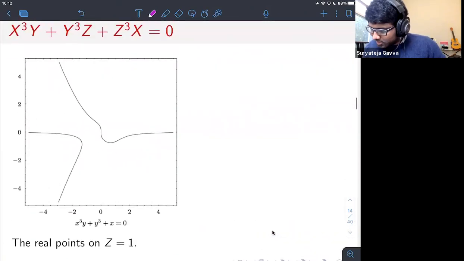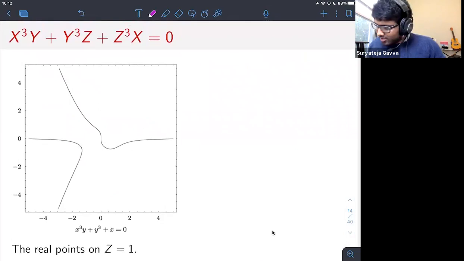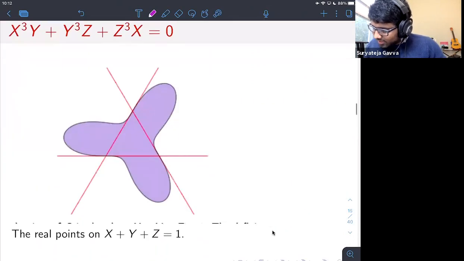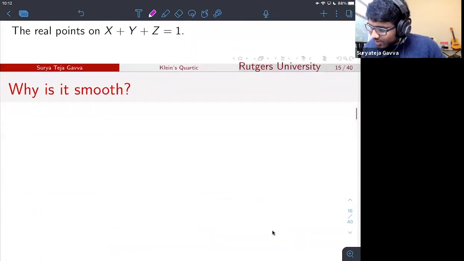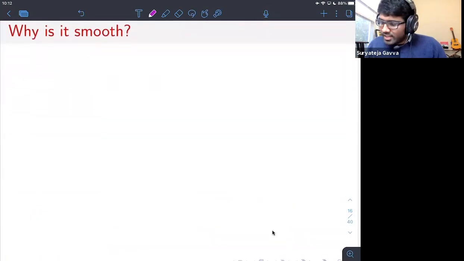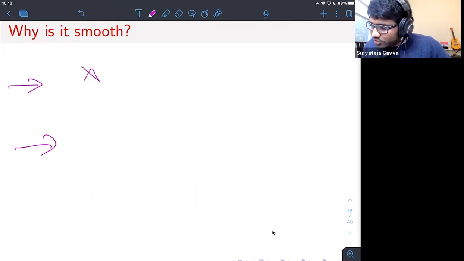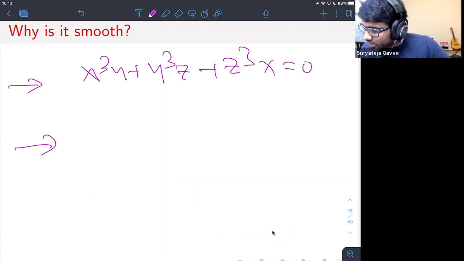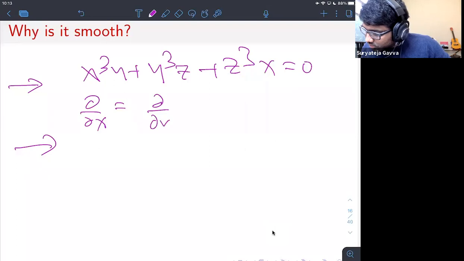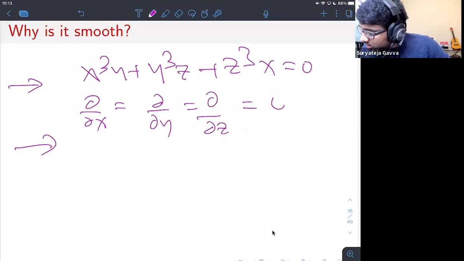Okay, these are some pictures. If you just take Z equals 1, plug in Z equals 1, you get some points like this. If you plug in X plus Y plus Z equals 1, you get some points like this. But why is it smooth? We have to explain the different ways to think about it. We can explicitly compute the conditions for non-smoothness. For instance, X cube Y plus Y cube Z plus Z cube X equals 0 should be satisfied at a point, and the derivatives all should be equal to 0.